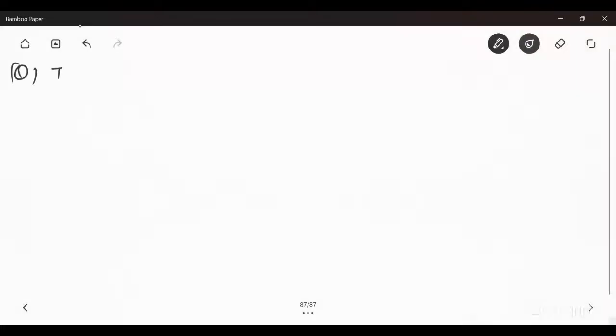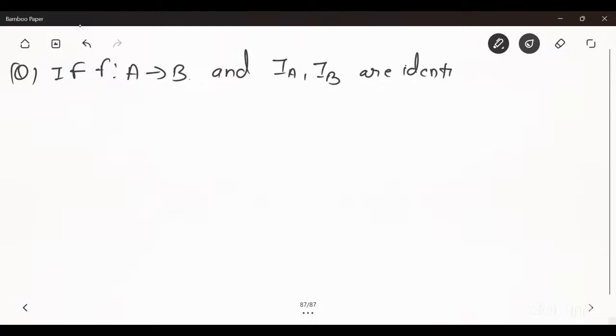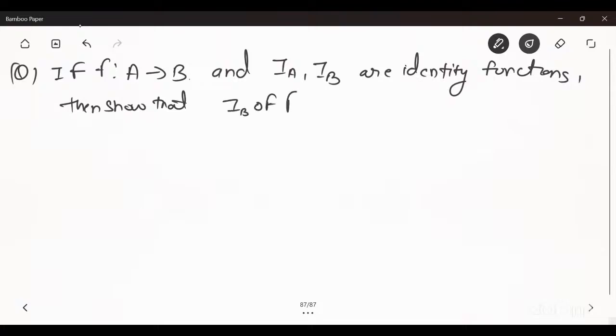If f is from A to B, and IA, IB are identity functions, then show that IB of F is equal to F of IA.